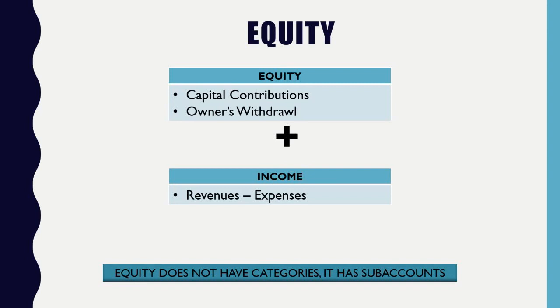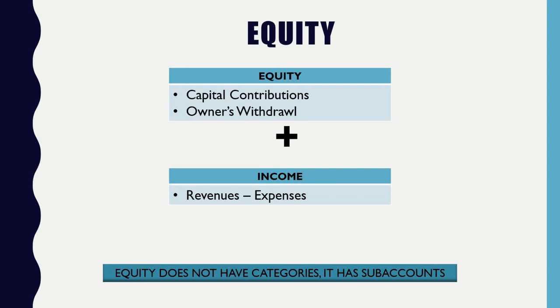However, I want you guys to make note of this. Equity does not have categories, okay? So again, my assets have 3: your current, your fixed, and your other assets. My liabilities have 2, current and long-term. Equity does not have any categories whatsoever. None. Okay? But these are the 2 key factors that affect equity.